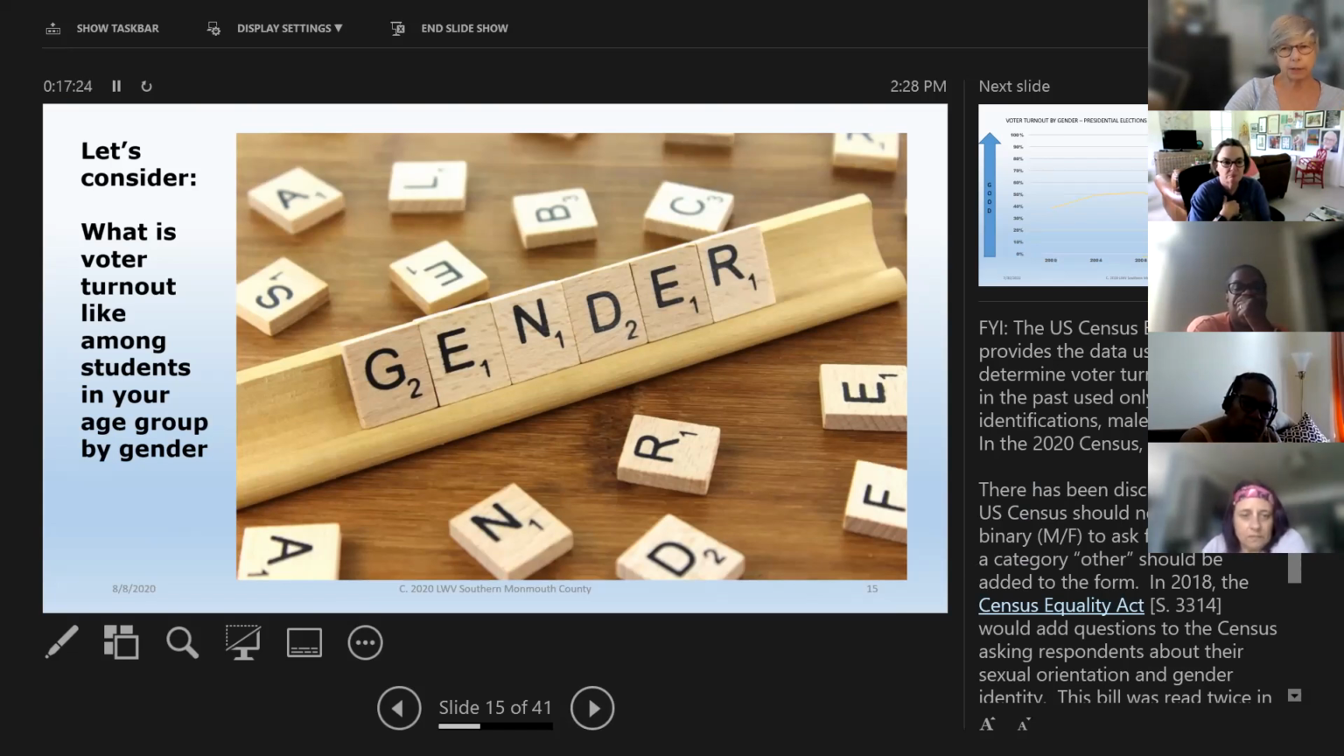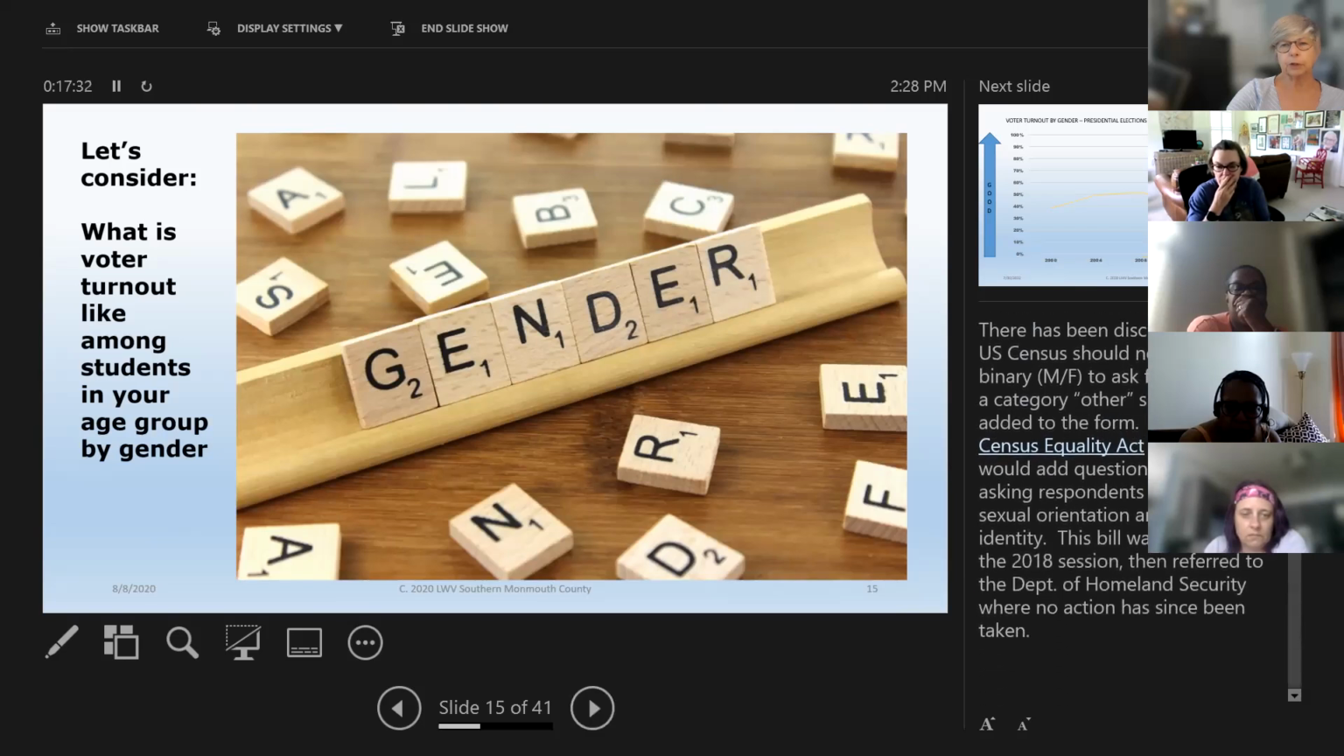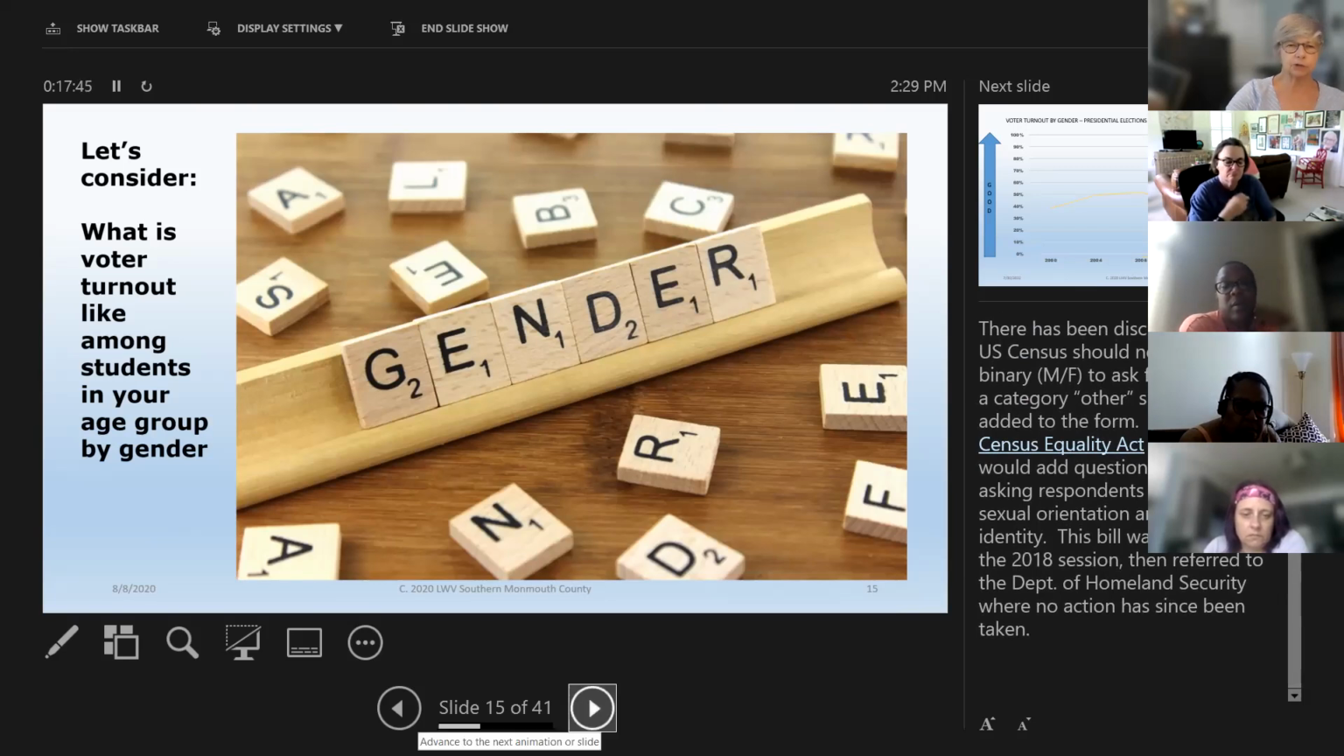In 2018, the Census Equality Act would add questions to the census asking respondents about their sexual orientation and gender identity. The bill was read twice in the session and referred to the Department of Homeland Security, and it died there. So it's the same still, and unless somebody takes action, it will be the same male-female in 2030.